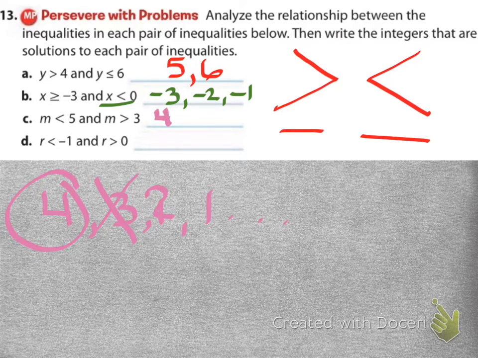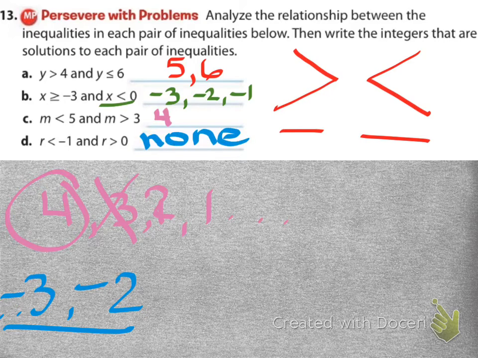And then for our last example here, R is less than -1, okay? Less than -1. So -2 is less than -1, -3 is less than -1, but -1 itself is not in there. And I could keep going, but I'm going to stop there because I noticed that it says R is greater than 0. Are any numbers here going to be greater than 0? No, they're all going to be negatives. None of them are going to be greater than 0. So the answer here is actually none.